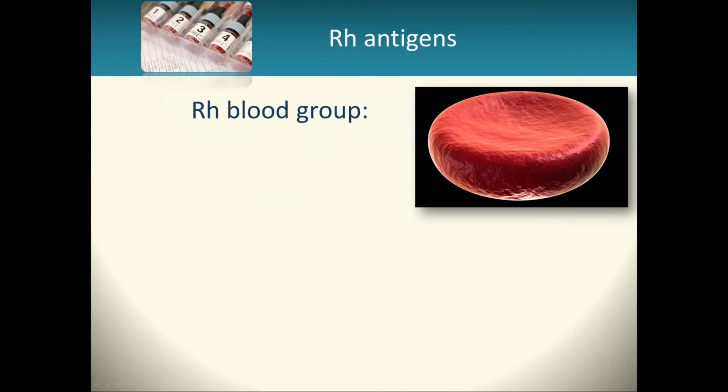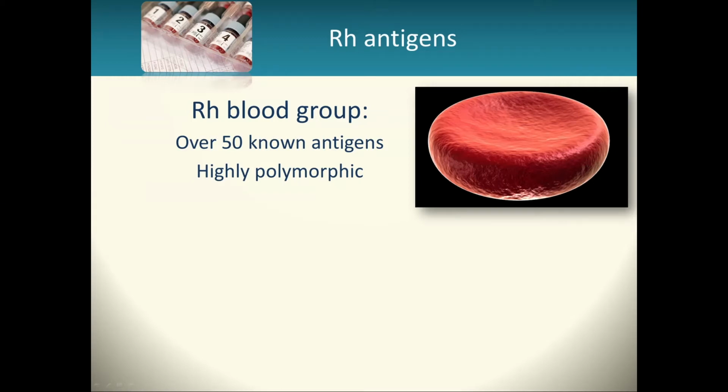The Rh blood group system is a very large system that includes over 50 known antigens. In fact, to date, we're at about 61. It is one of the most highly polymorphic blood groups, which can lead to partial and/or weak expression of certain antigens. Of the many antigens in the system, the following 5 are the most clinically important in transfusion: D, big C, little c, big E, and little e.